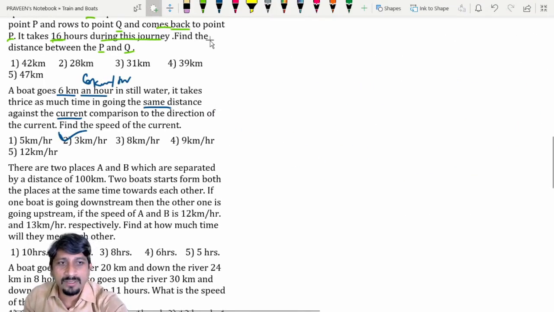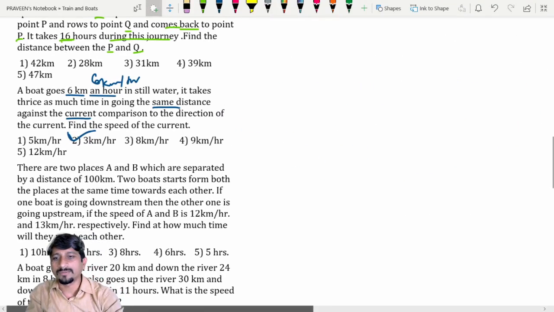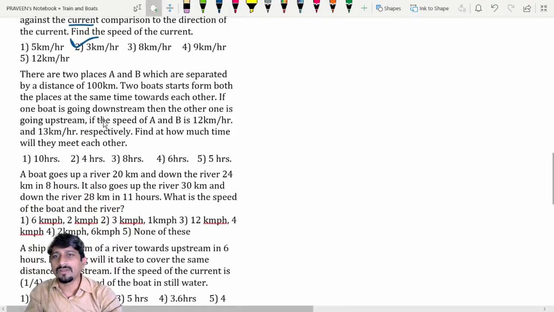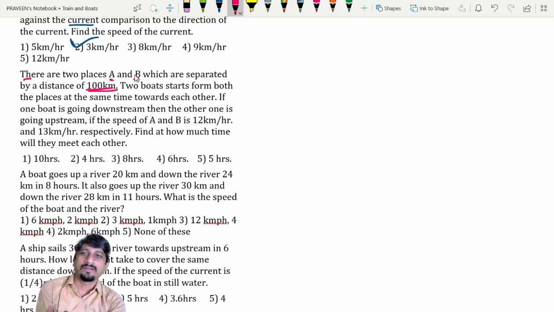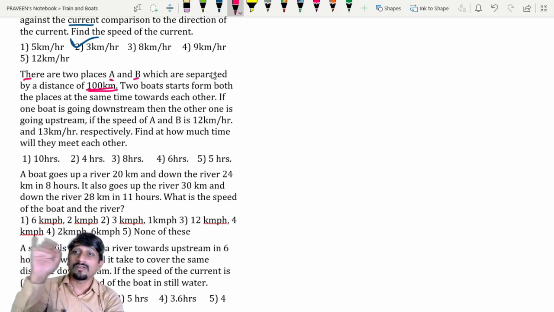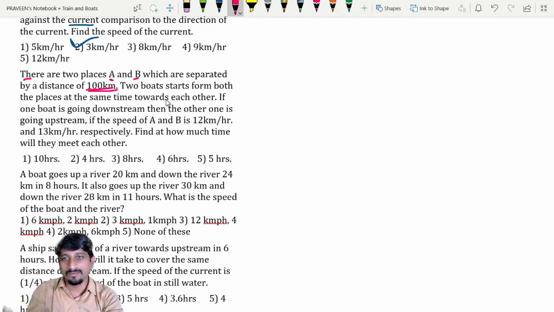Okay. So let us go and solve some more questions. Very interesting questions. Okay. What is the question? There are two places A and B which are separated by a distance of 100 km. Oh, what a language. You can say the distance between two places A and B is 100 km, which are separated by a distance. Okay.